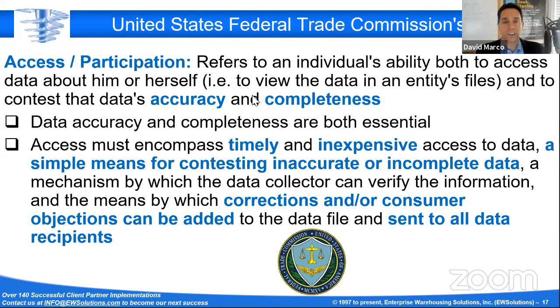Access and participation refers to an individual's ability both to access data about himself or herself and to contest the data's accuracy and completeness. So while a company may collect data about you, the data could be wrong, and you get to contest its accuracy and contest its completeness because they're essential. Access that as a company that you give to your consumers must be timely and it must be inexpensive. A simple means for contesting inaccuracy and incomplete data must be available, and there needs to be a mechanism where corrections can be made and then sent to all recipients.